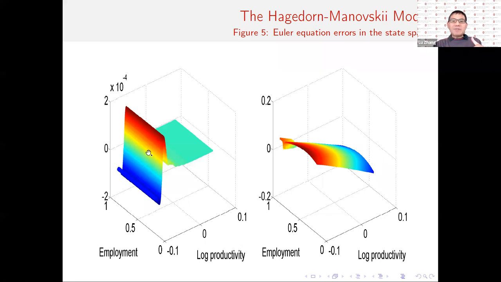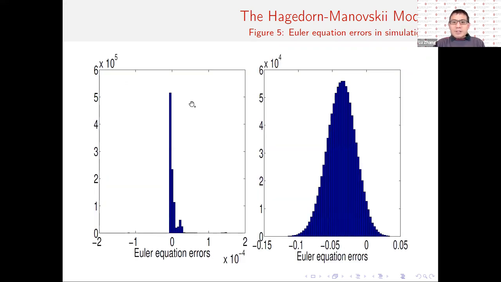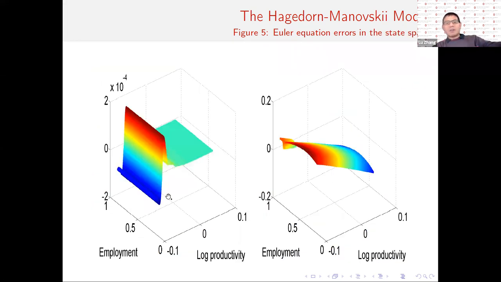So the left panel shows Euler equation errors on the states in the state space. Out of projection, they are relatively small, around 10 to the minus 4, whereas from log-linearization you see errors several orders of magnitude bigger. Figure 5 reports dynamic Euler equation errors because the grid is relatively large.